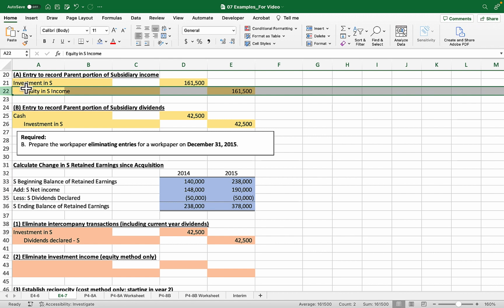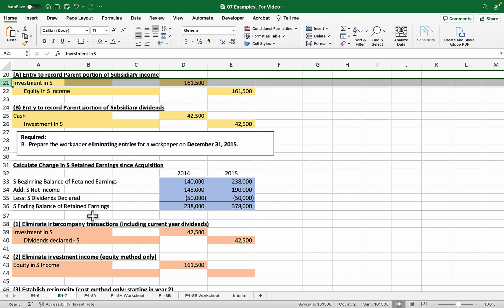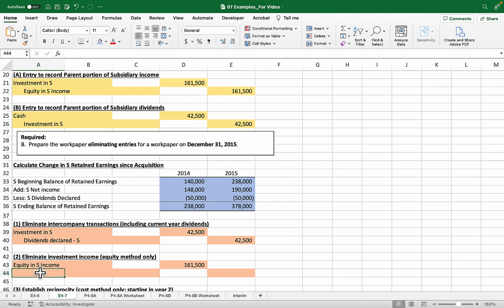So we don't need this summary of net income. We want line by line on our financial statements. So this was originally a credit. We're going to debit it to get rid of it. And also the offside, we want to get rid of investment in S. So we are going to undo that as well.